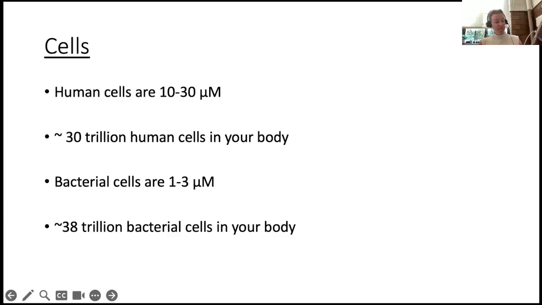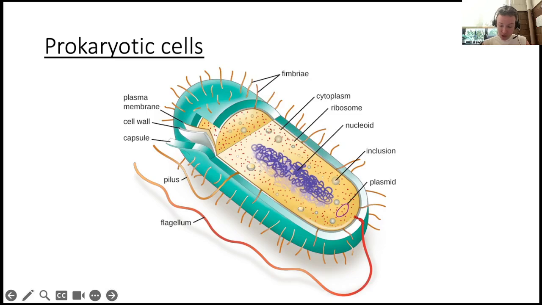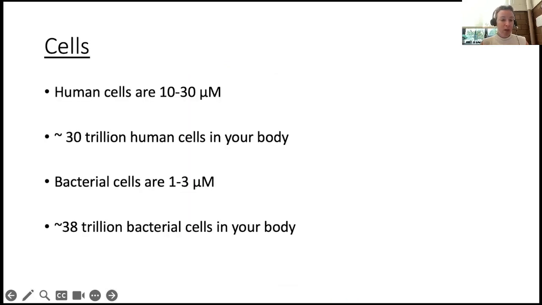So, cells. Human cells are about 10 to 30 micrometers. I need to change my text on this slide because that should be a lowercase m. Bad job, Dr. Livezey. I'll change this before I upload them if I remember. So this should be a small m, not a big M.